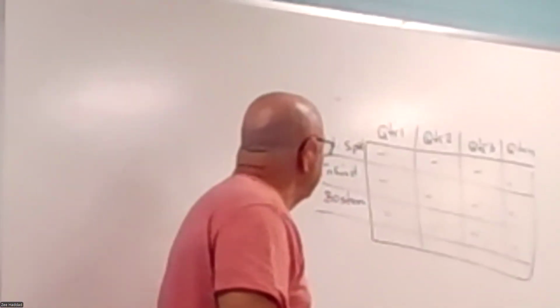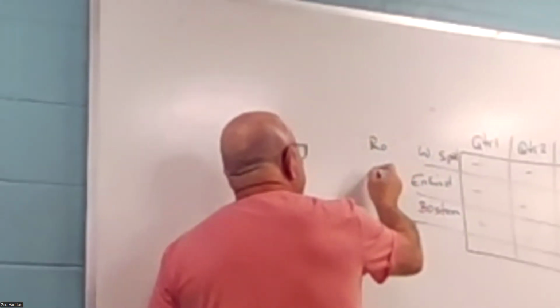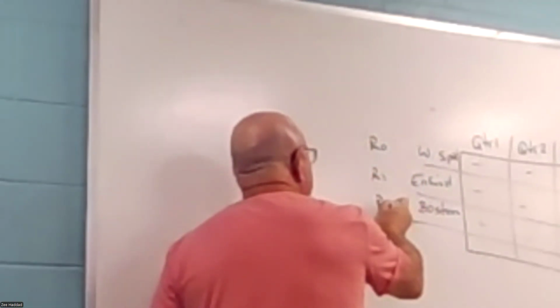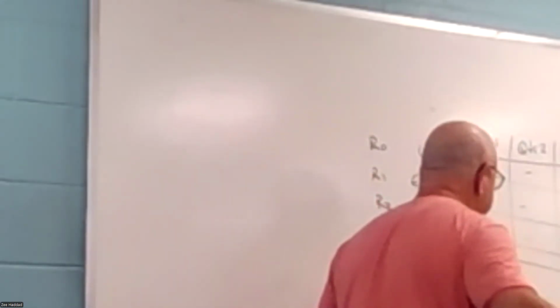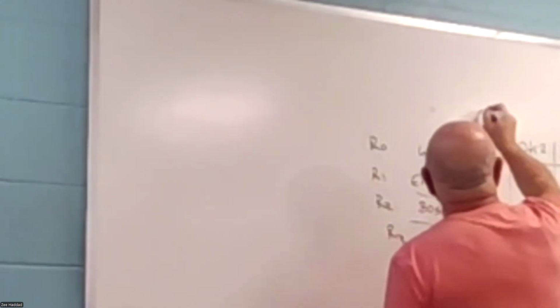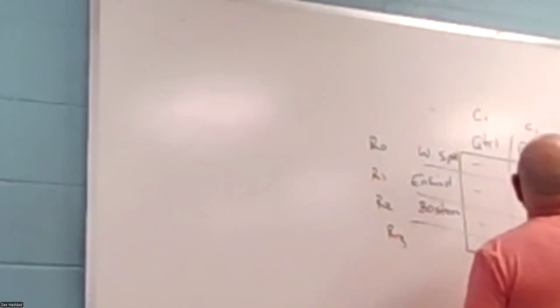The way we look at them, this is row zero, the first one. This is row one. This is row two. The next one is row three, and it goes on, 4, 5, 6, 7. They don't have to be the same size. This is column zero, column one, column two, column three.